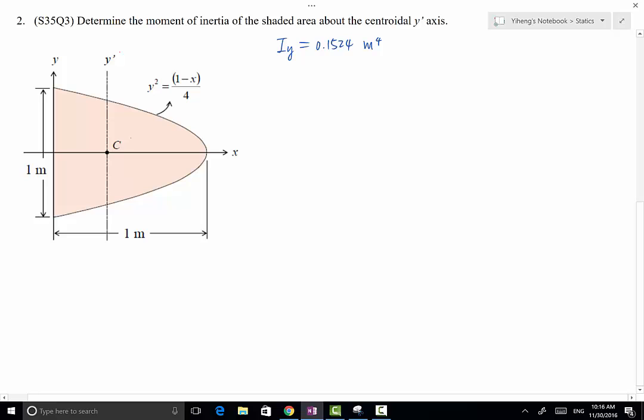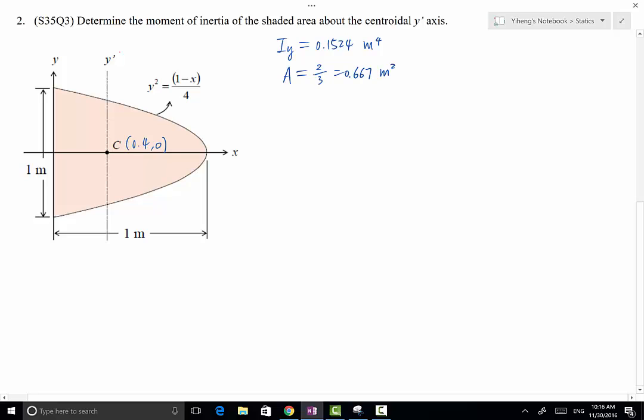The centroid location is at 0.4 meter and 0. That means that the y prime axis is at a 0.4 meter distance from the y-axis. And also we have determined in that previous problem that the area of this entire shape equals 2/3, which is 0.667 meters squared.